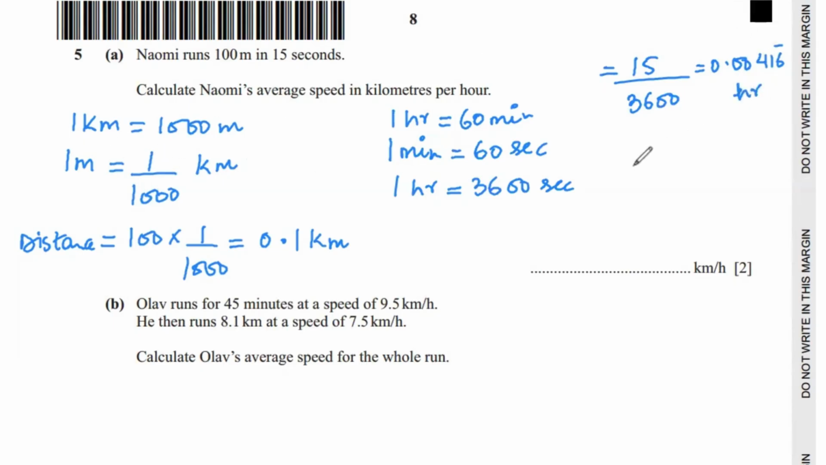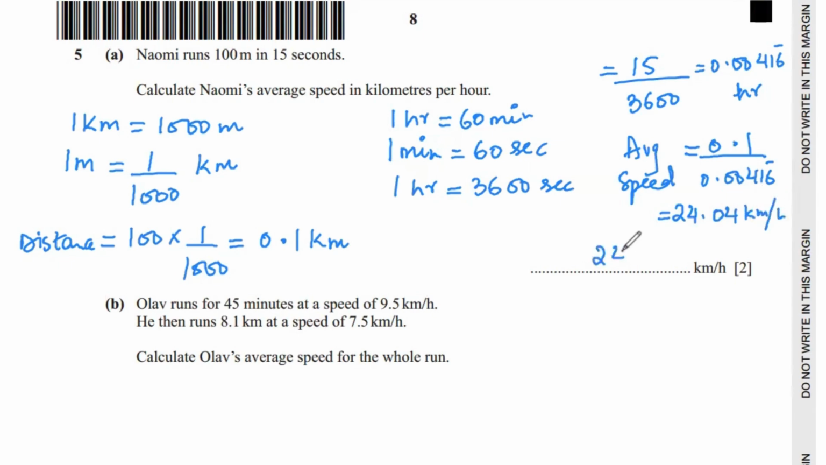So now average speed is distance divided by time, and that would be 24.04 kilometers per hour. That is your answer.